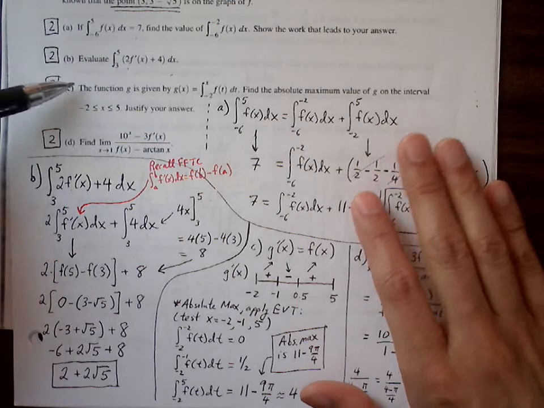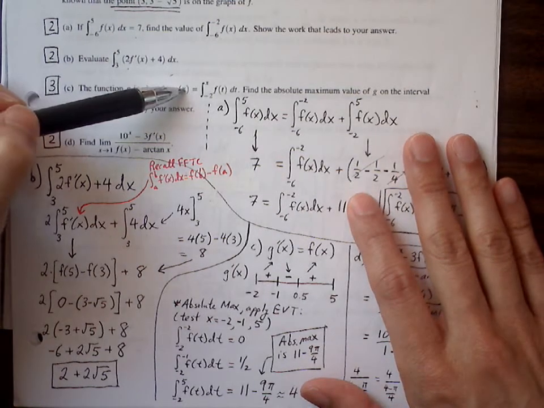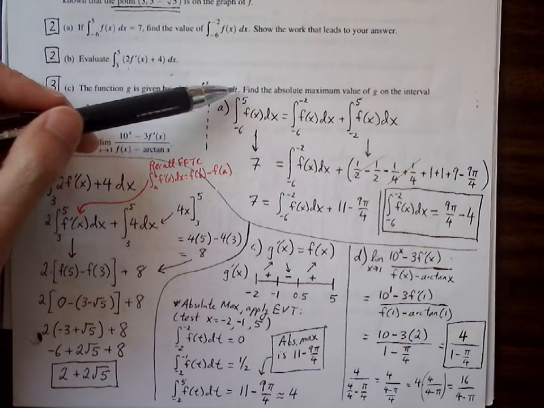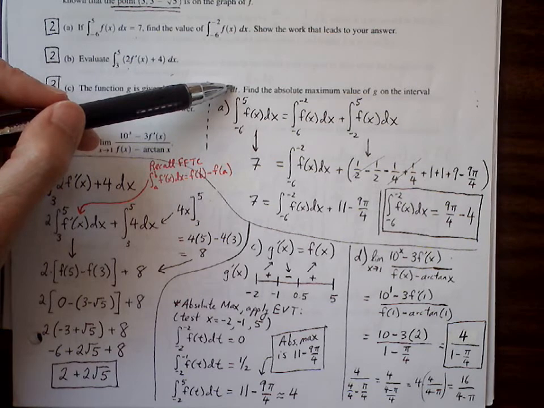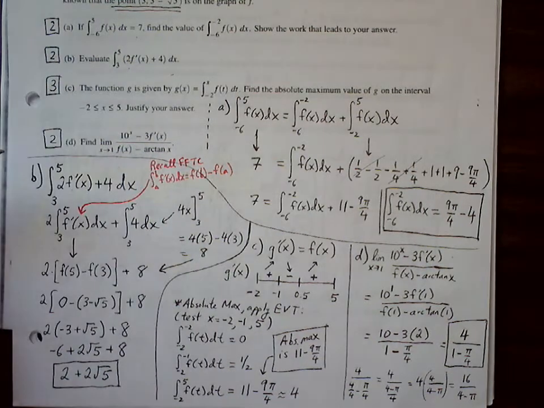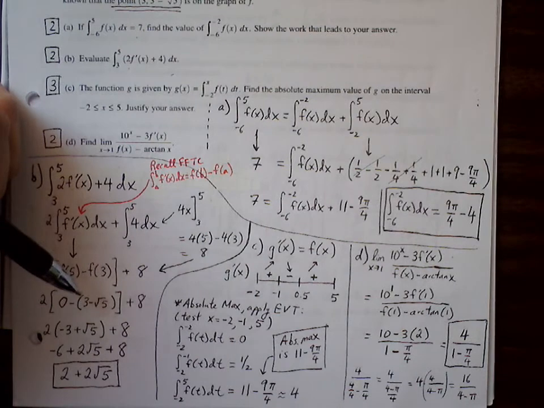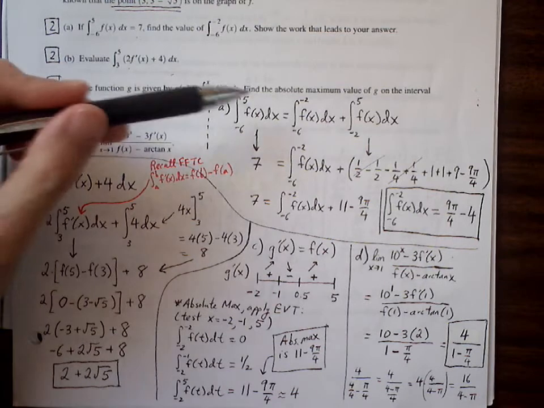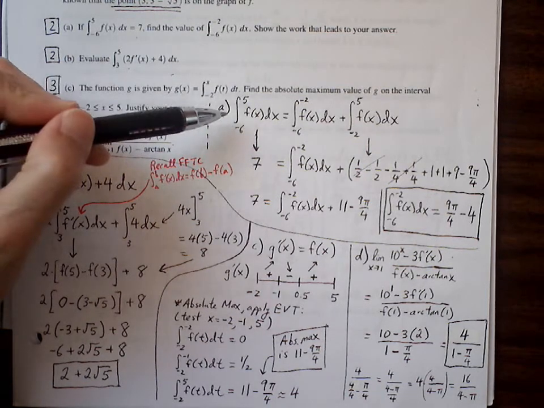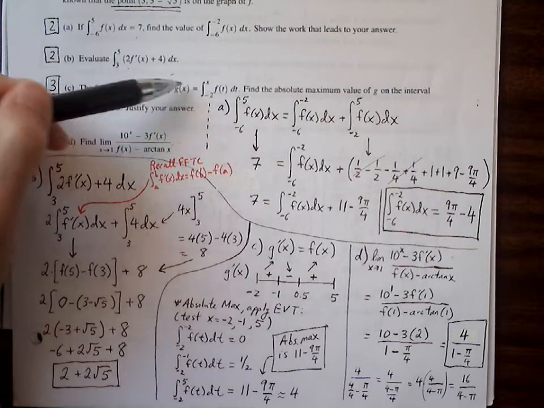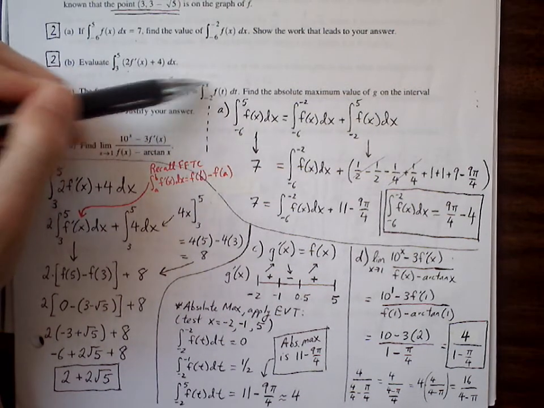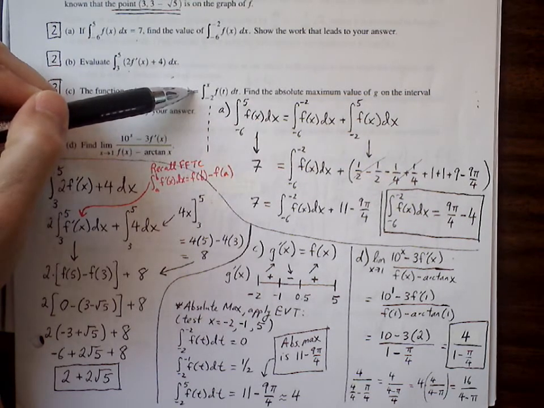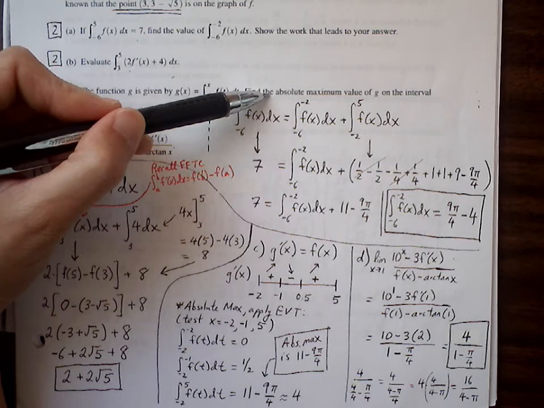All right, part C. The function is given by g of x is equal to the definite integral from negative 2 to x of f of t. Find the absolute max. So absolute max, absolute min, we're going to be applying the extreme value theorem. The extreme value theorem says find the critical points, and once we find critical points and locate the endpoints as well, then we test our endpoints and our critical points back into the original function to see which one produces the largest y value and the smallest y value. But in this case, we're only looking for the absolute max, so it's just the highest y value.